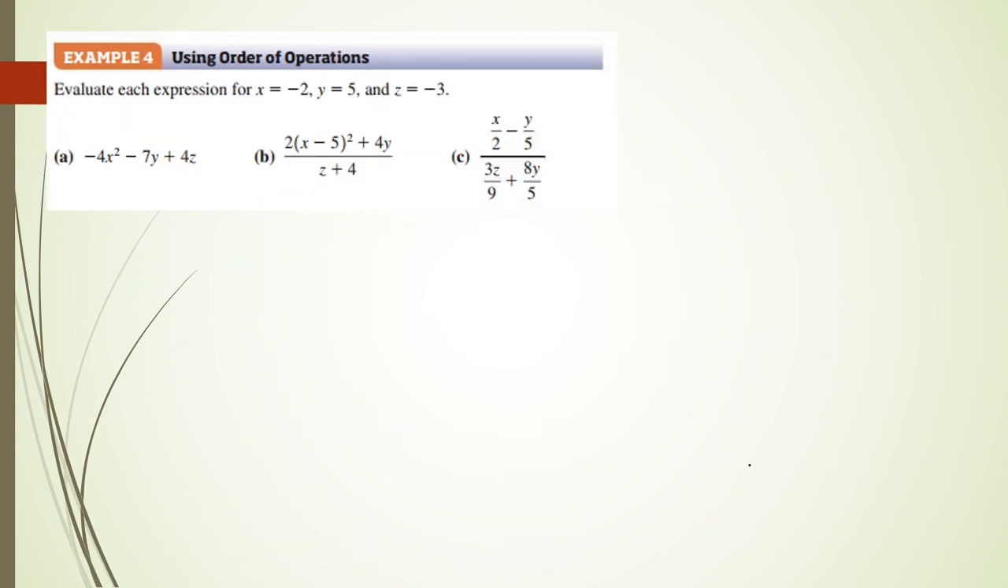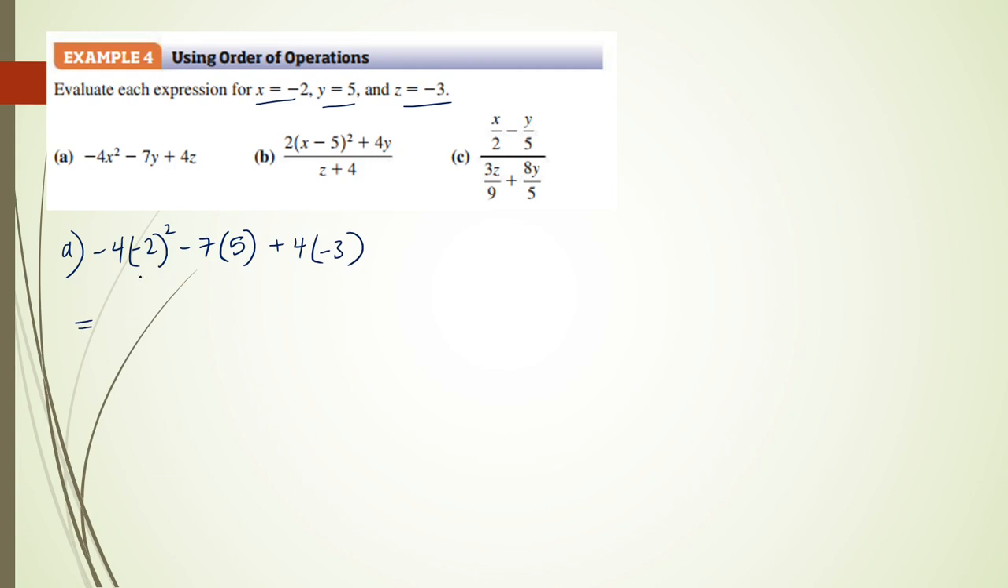Example 4. Evaluate each expression for x equals negative 2, y equals 5, and z equals negative 3. So we're essentially going to plug in these values for the letters in the problem. So let's look at part A. I'm going to replace that x with a negative 2. I'm going to replace the y here with 5, and we're going to replace the z with negative 3.